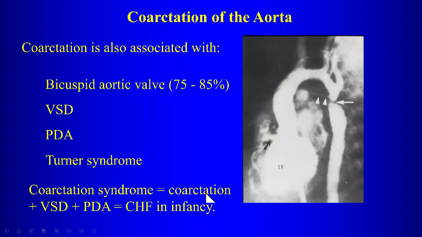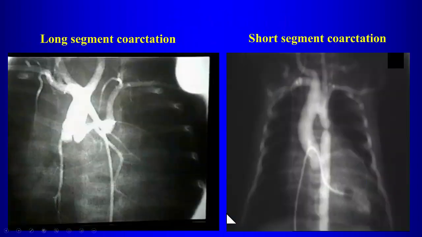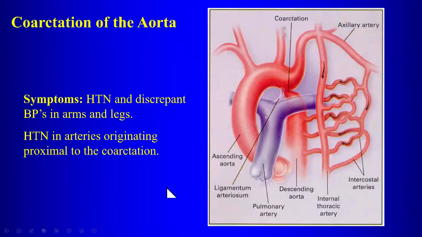Coarctation syndrome is when you have coarctation with a VSD and a PDA, which will lead to CHF in infancy because you're going to have lots of left to right shunting, given the high pressures on the left side in the left ventricle. So you can have long coarcts, you can have short coarcts, so there's a variety in what you can have. And then we talk about different pressures.